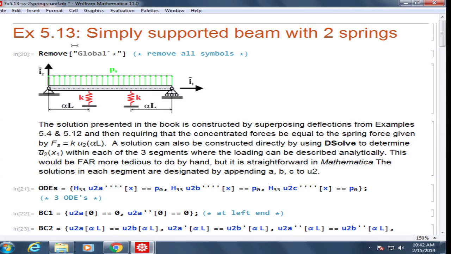So I will do the equilibrium of forces there. So what do I have here? Let's say this is for my left end and this is for my right end. So VL at the left end minus K u2 at alpha L because it goes downwards, plus VR.